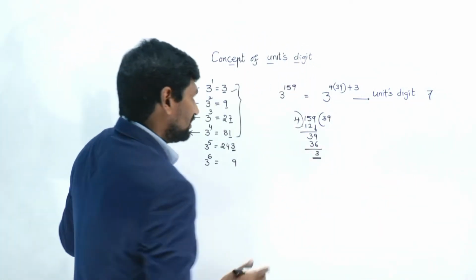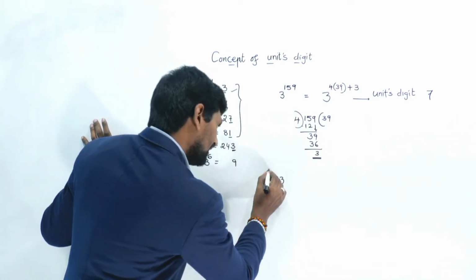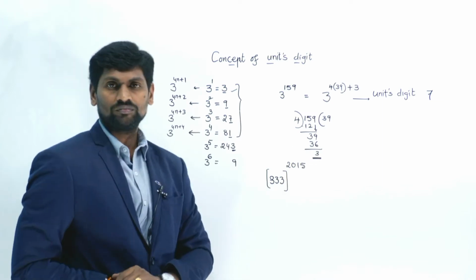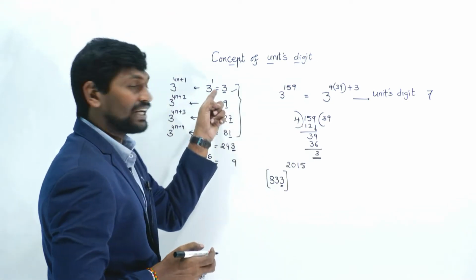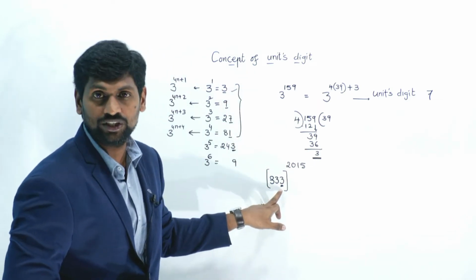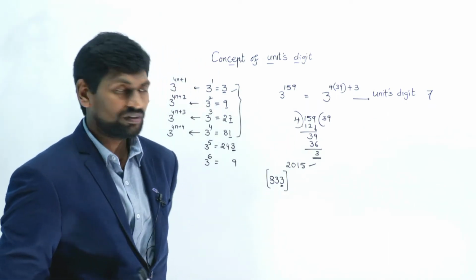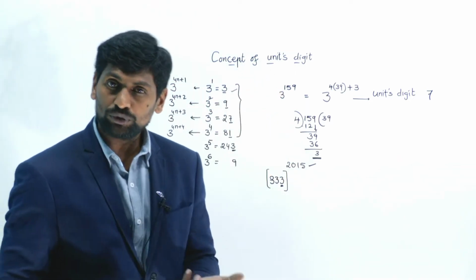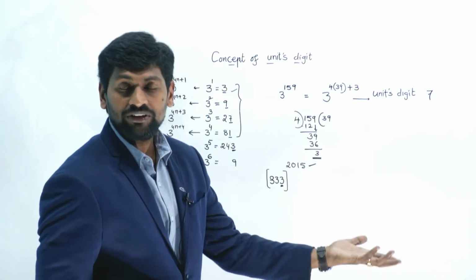Okay, let us see this: 333 whole to the power of 2015. Here the last digit is also 3, right? That means we can directly apply the concept of unit digit for 3, because here also the unit digit is 3 only. That means the exponent should be divided by 4, because the concept of 3 is repeating for every 4 terms, like the concept of 2 also repeats for every 4 terms.